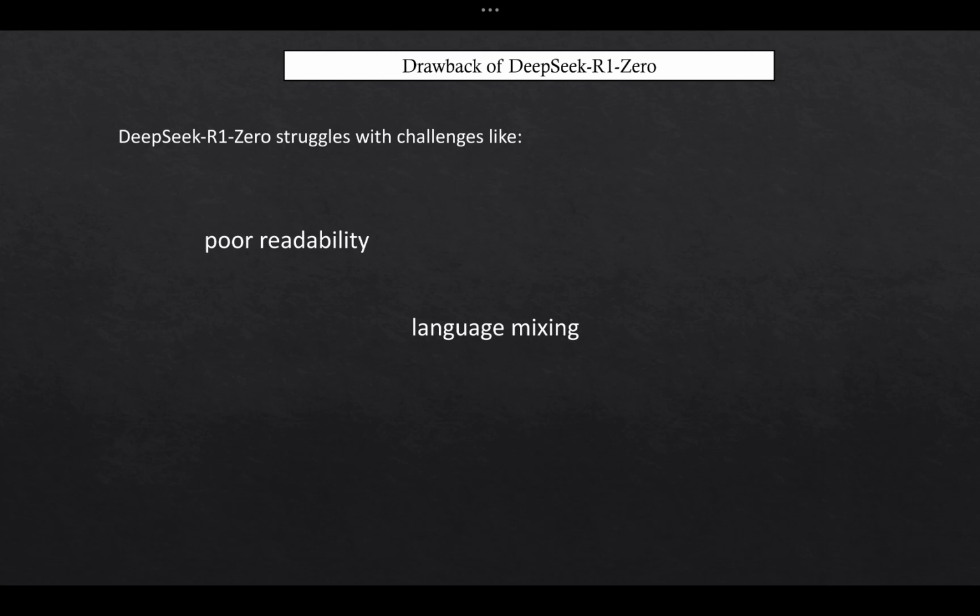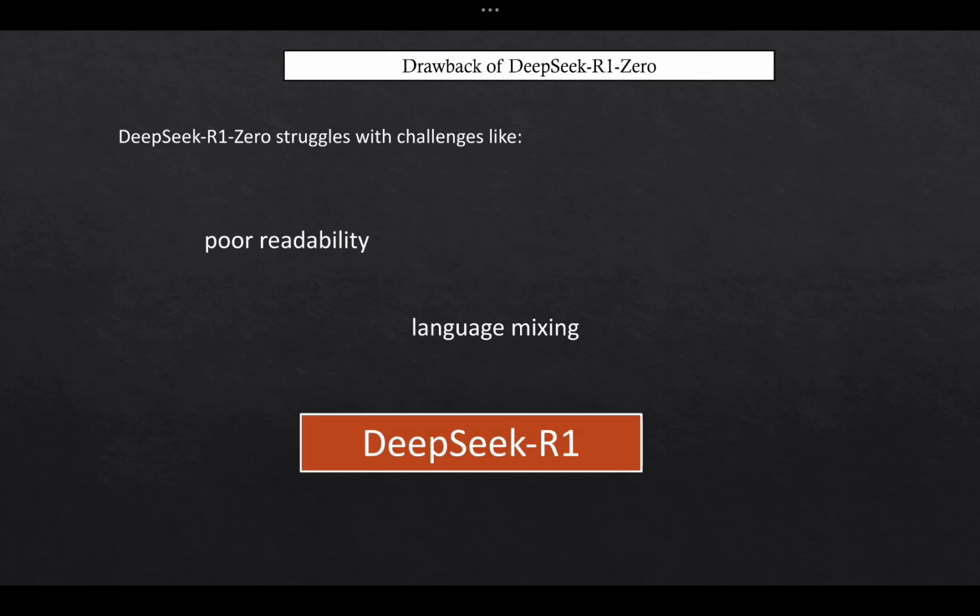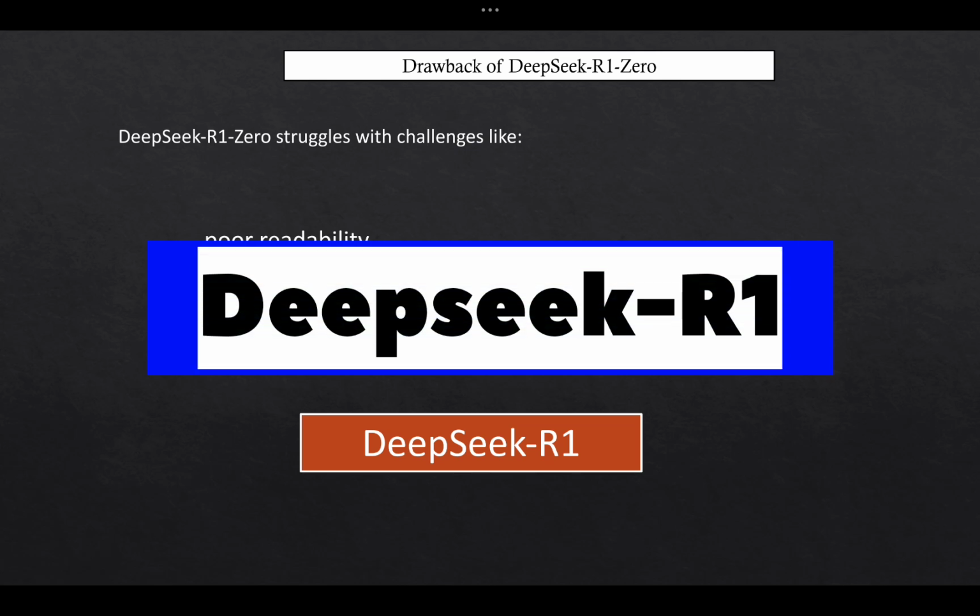To tackle this type of issue, they came up with this DeepSeek R1 version, which we will now go through, and we will see how the training process looks in detail.